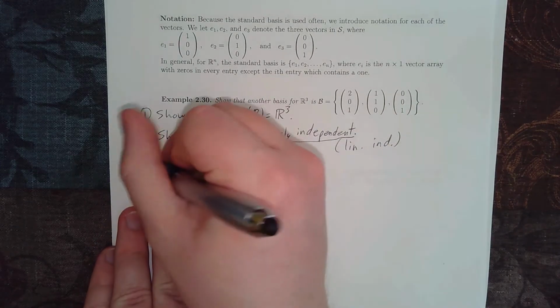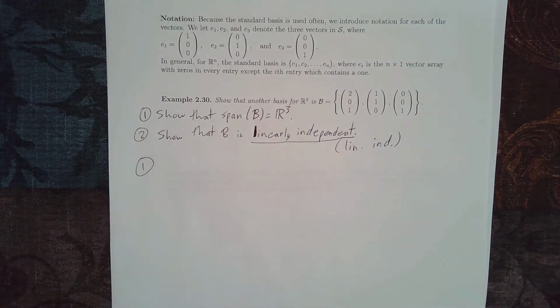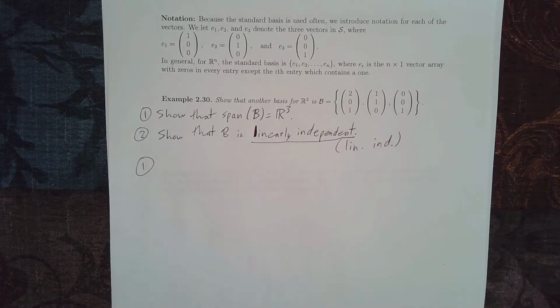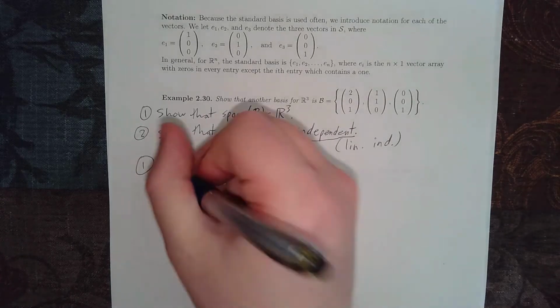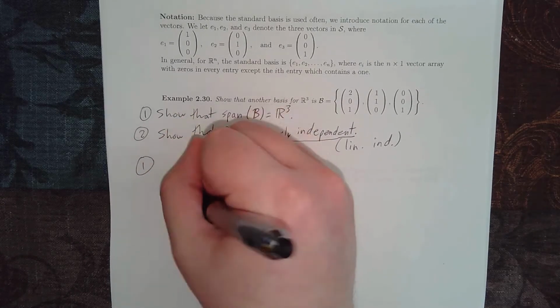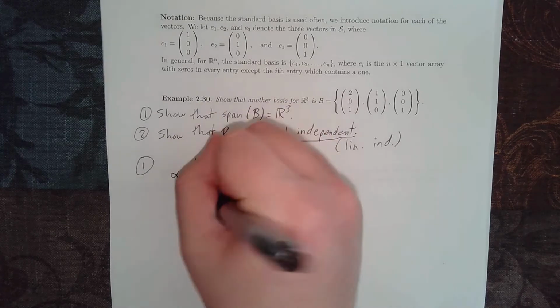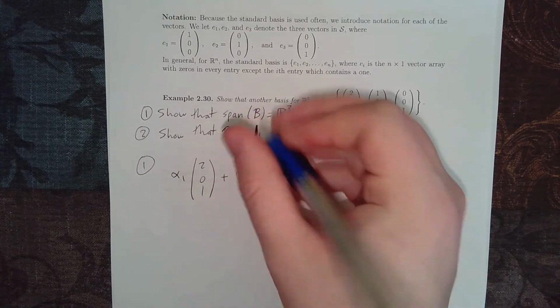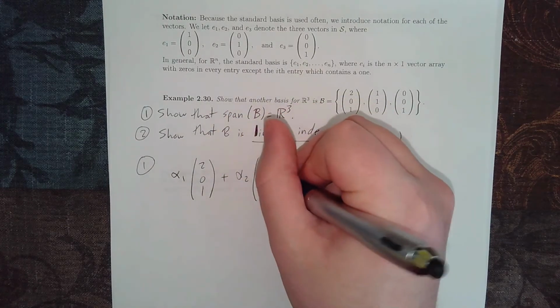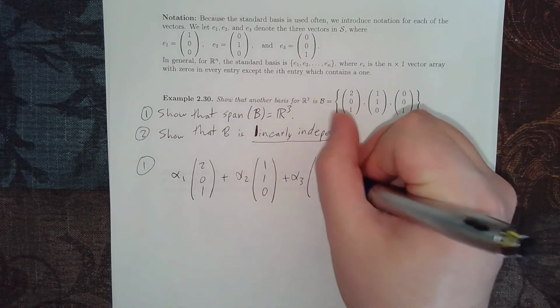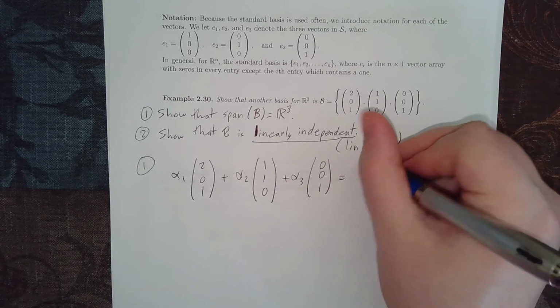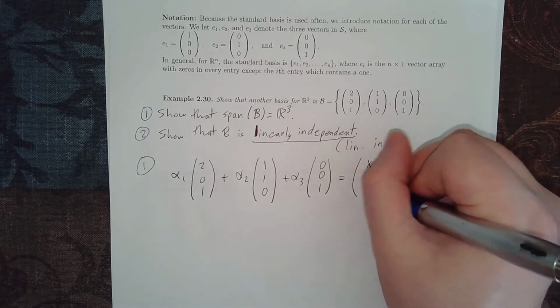All right, so let's show that the span of these vectors is equal to R3. So we need to have an arbitrary representative of R3. We're going to just pick an (x, y, z) here. So we have alpha 1 times (2, 0, 1) plus alpha 2 times (1, 1, 0) plus alpha 3 times (0, 0, 1), and set this equal to some (x, y, z).